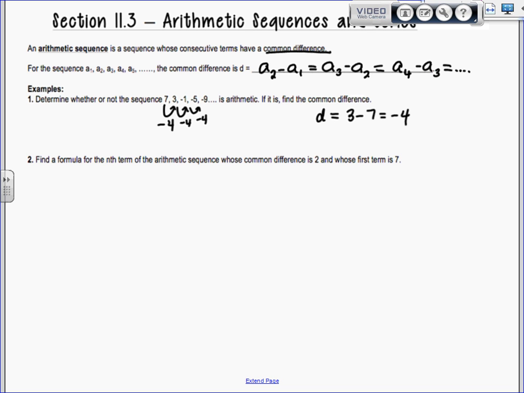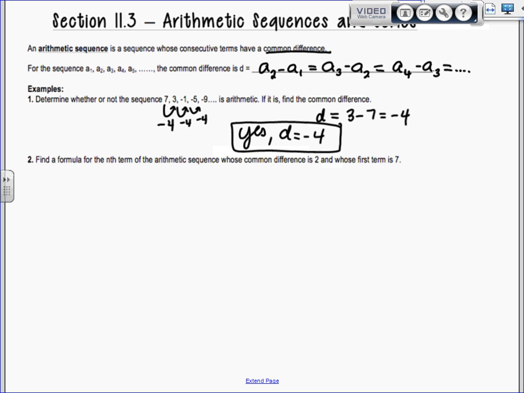So basically, I just say, how do I adjust? How do I move from one thing to the next thing? I subtract 4. That ends up being the common difference. So yes, it's arithmetic because I'm always subtracting 4, subtracting 4, subtracting 4, and D in this case is -4. If I was adding 4, then D would be a positive 4.